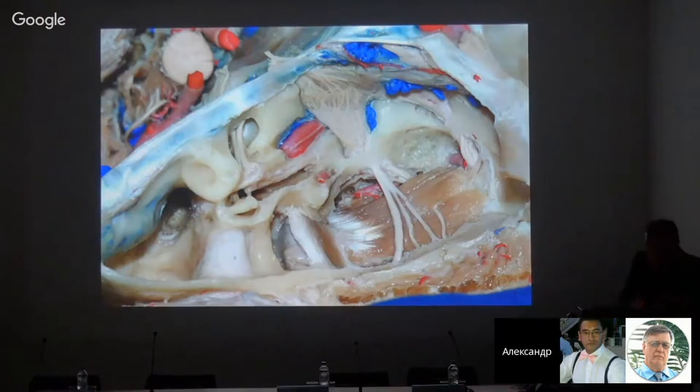We are going to see faster here. But this is a dissection from the medial fossa. This is anterior. This is posterior. You see the medulla here, the vertebral arteries, and the mastoid portion of the temporal bone.